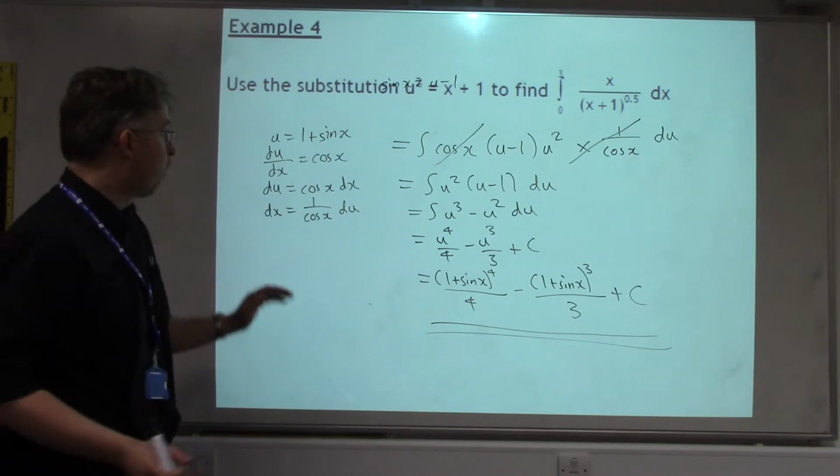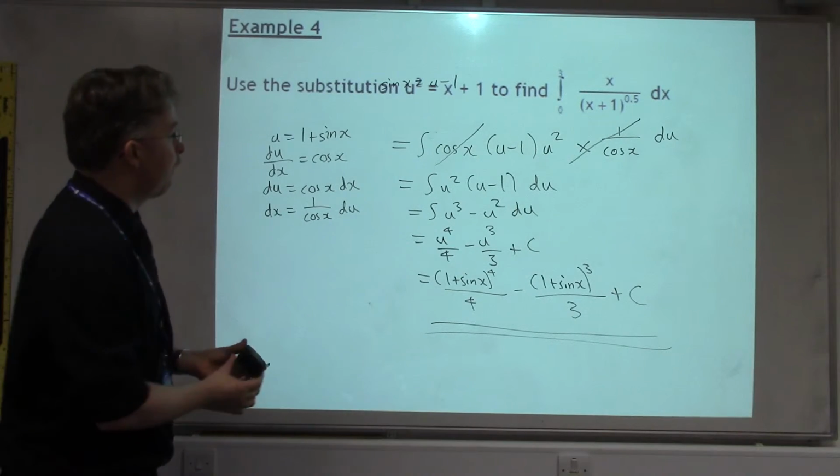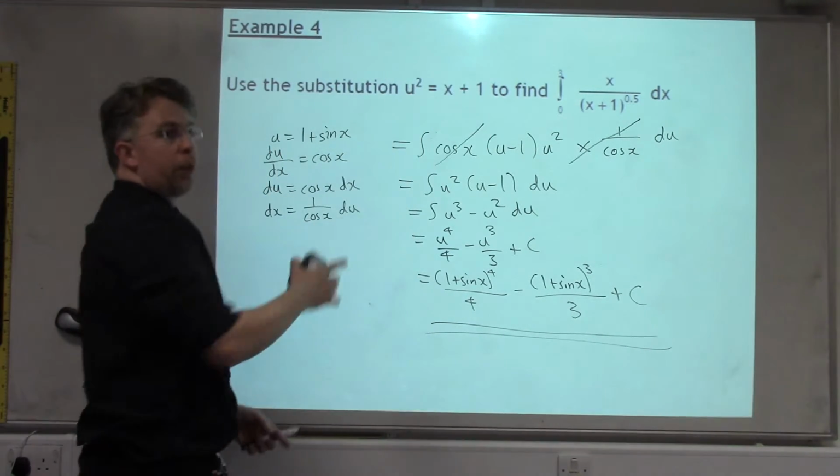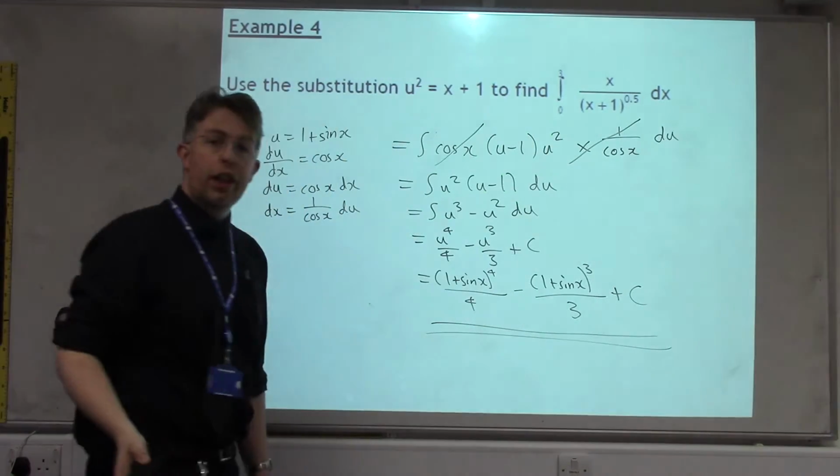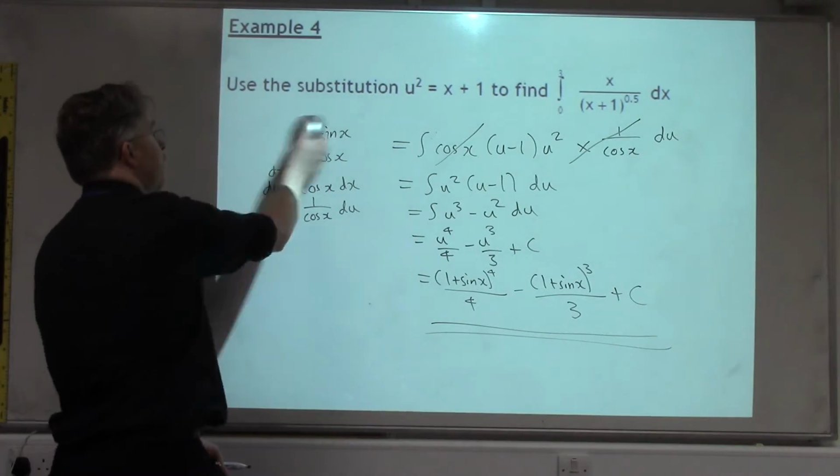Last example deals with two other issues that we haven't dealt with so far. Sometimes your substitution might be u squared equals instead of u equals, and very often limits are also needed to be dealt with.